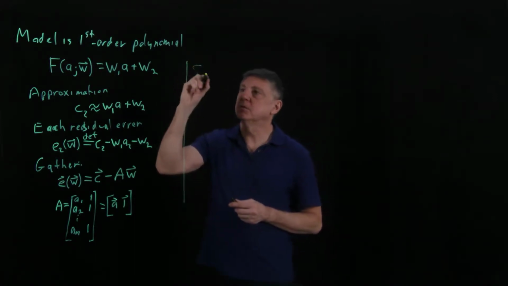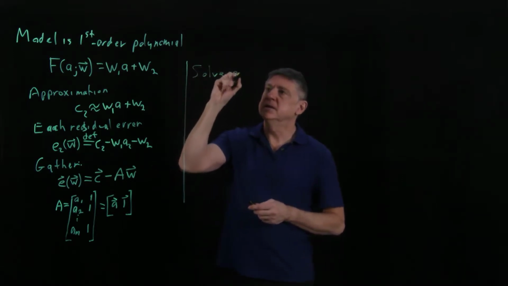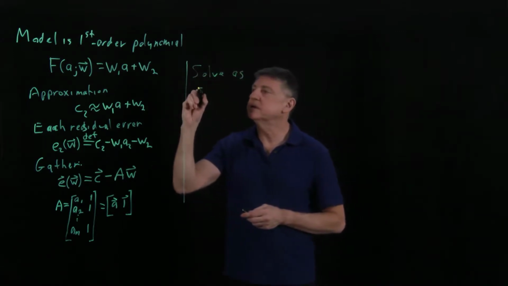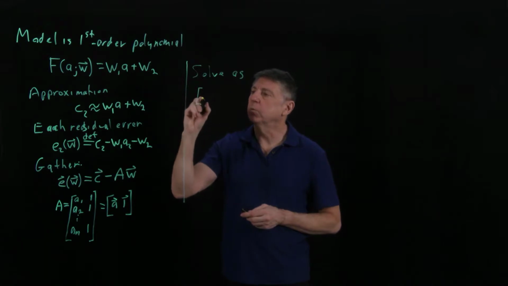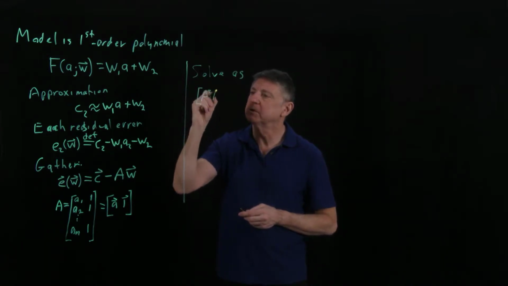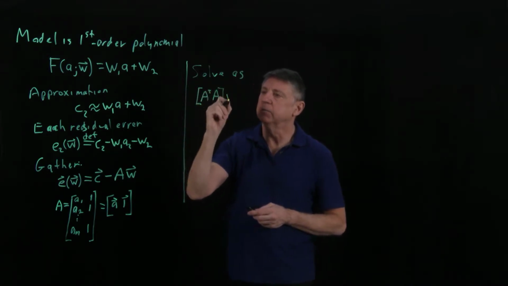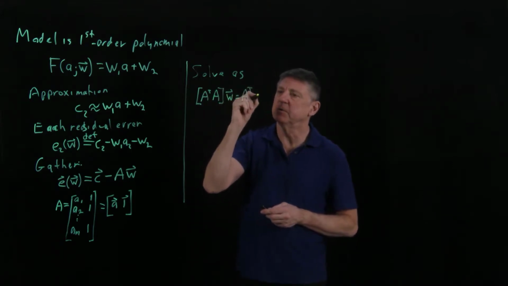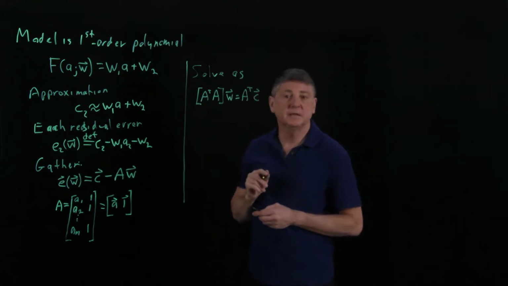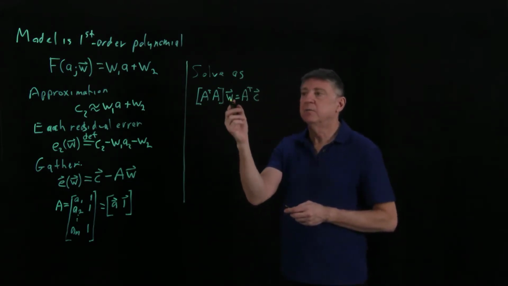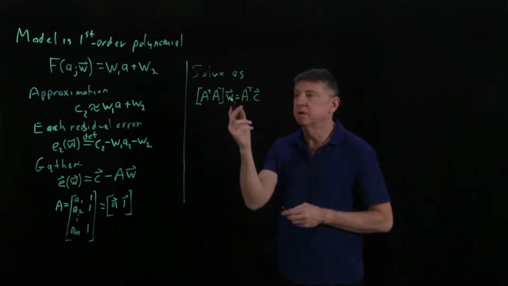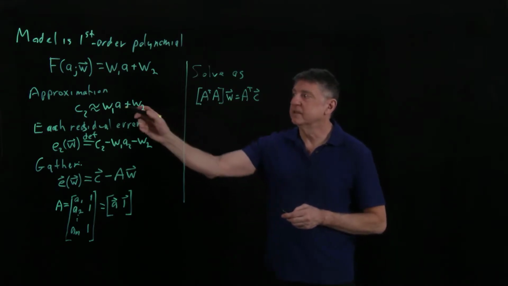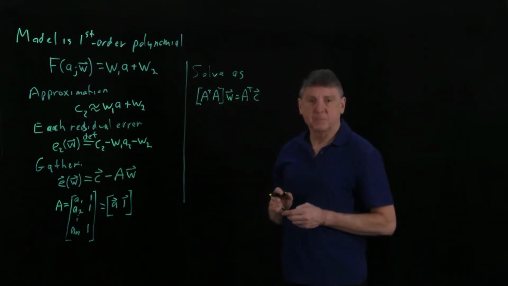So we can solve this, and the normal equation for this is the same as before. We take A transpose times A and multiply that by the weight vector, and that is A transpose times the dependent observations, and we can then solve this linear equation for the weights W, which are the parameters of our model.